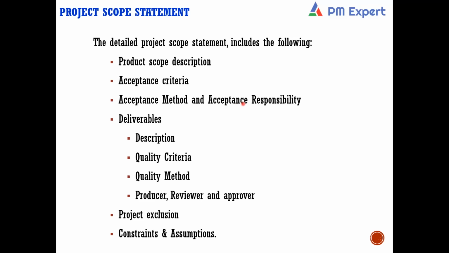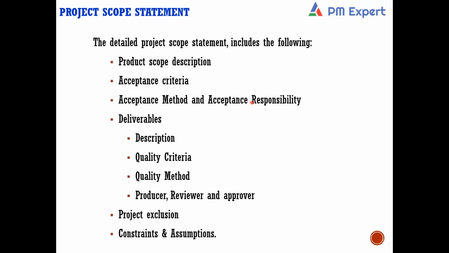Okay, so criteria can only be part of the statement, but not the others. No, I'm saying you can put it or you cannot put it. It's up to you. So this can be optional also. If you remove it and you put it in the scope management plan, it's absolutely fine. The criteria you're talking about, acceptance criteria, right? No. It can be part. Okay.